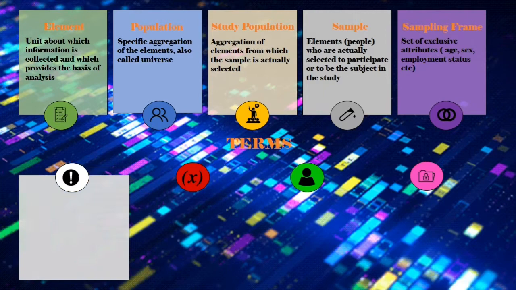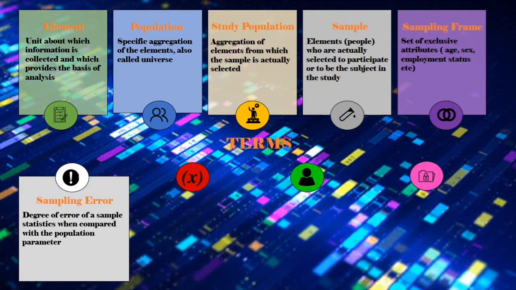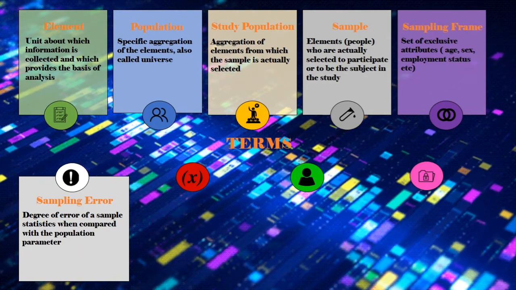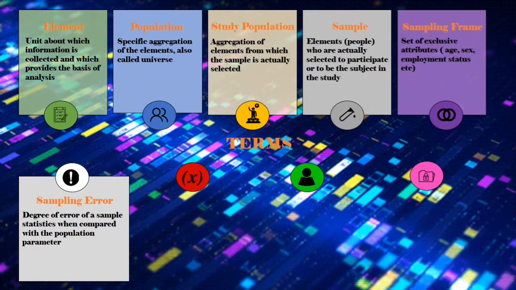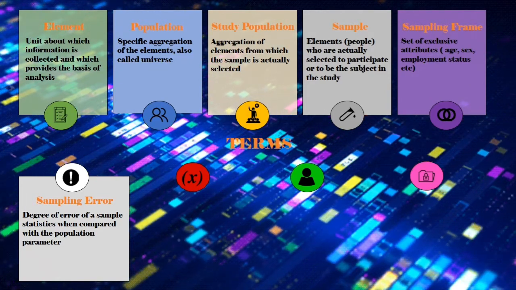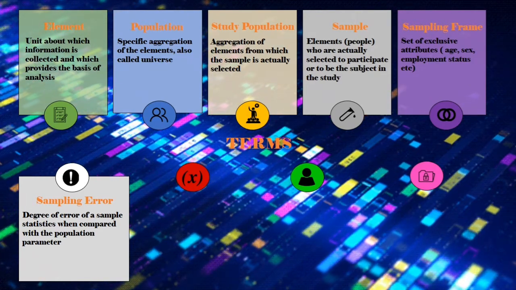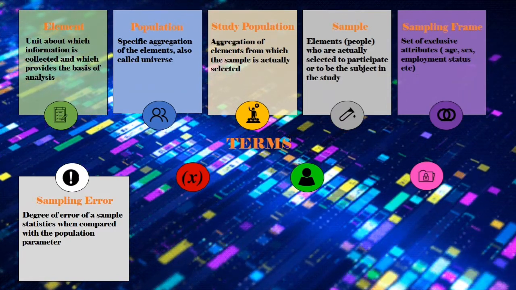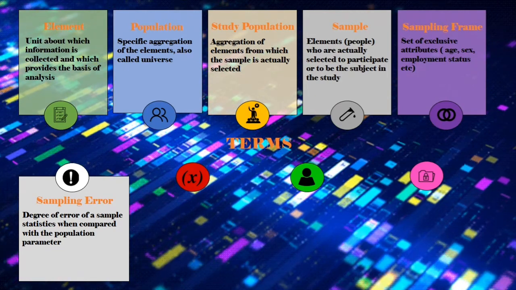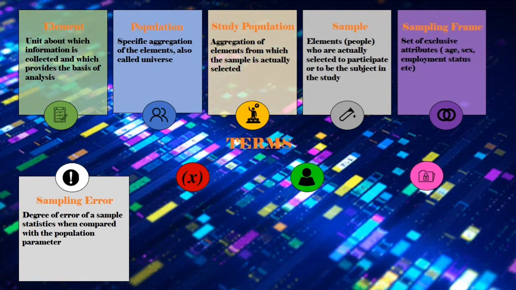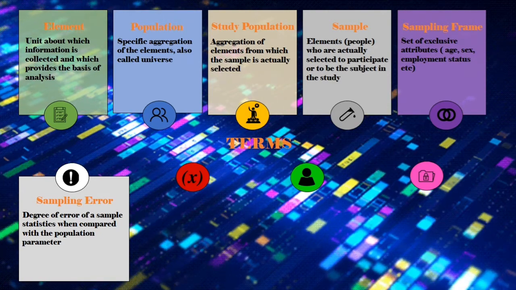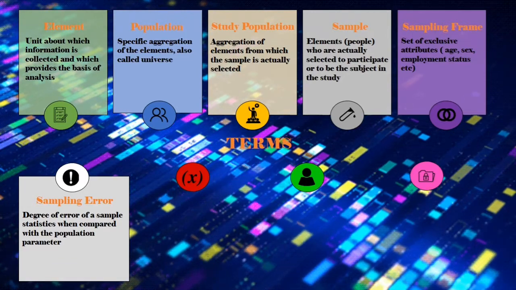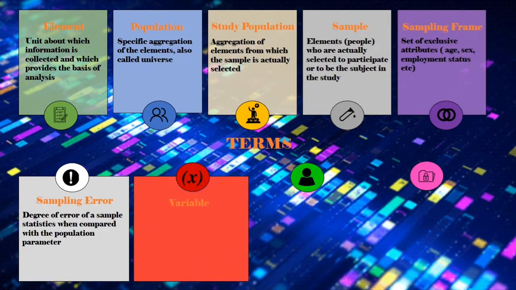Another is the sampling error. This is the degree of error of a sample statistic when compared with the population parameter. Or this is the error caused by observing a sample instead of the whole population. So it is the difference between a sample statistic used to estimate a population parameter and the actual but unknown value of the parameter.